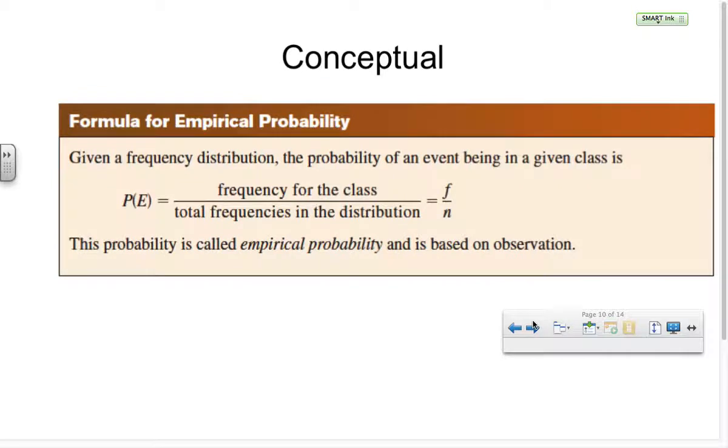All right. Frequency distribution. So finding probabilities of a frequency distribution. Basically, if we have a frequency distribution, to find a probability, we take the frequency for whatever class it is that we're checking and divide it by the total number that we have, all right?